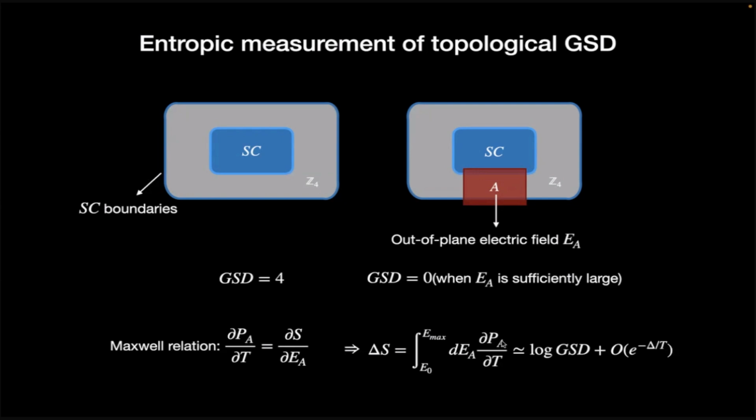And if we measure that and do the differential with respect to temperature and integrate with respect to the electric field, then this should be approximately log of the ground state degeneracy with some exponential correction that is suppressed when the temperature is low enough. And delta here is the bulk gap of the system.